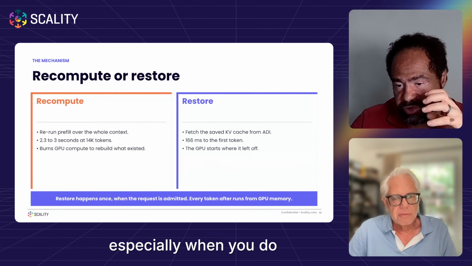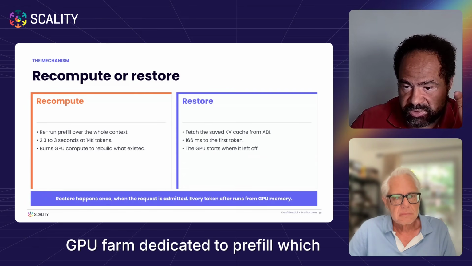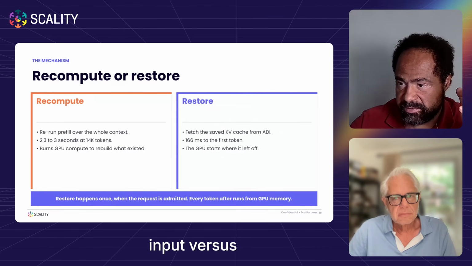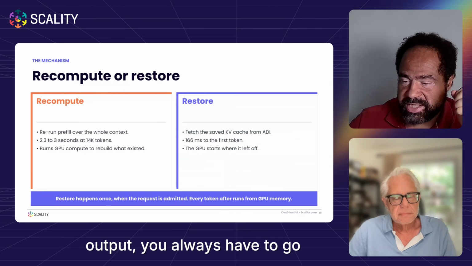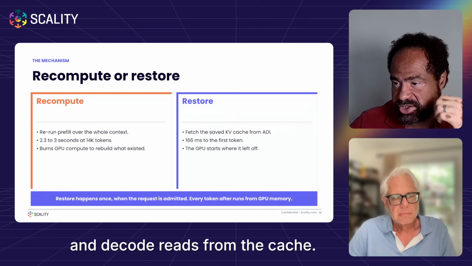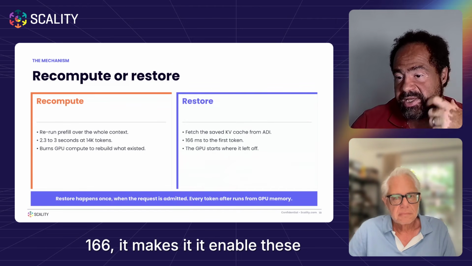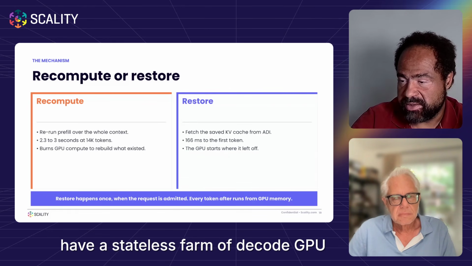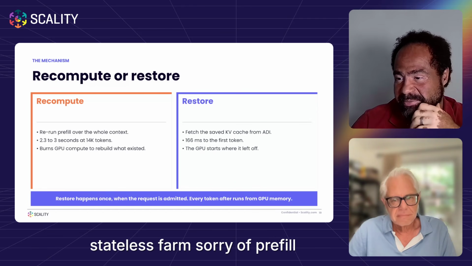Yeah. Especially when you do architectures at scale, which have a GPU farm dedicated to prefill, which is applying vectorization to the input, versus decode, which is creating the output. You always have to go for the KV cache. So prefill stores into the cache and decode reads from the cache. When you get these kinds of numbers, 166, it enables these architectures, because now you can have a stateless farm of decode GPUs and a stateless farm of prefill GPUs.